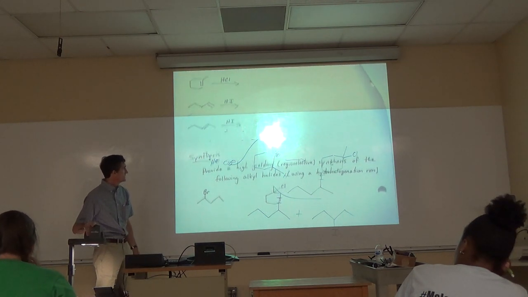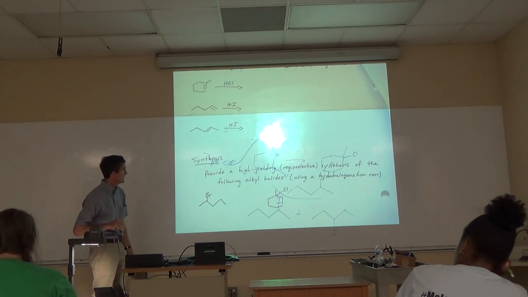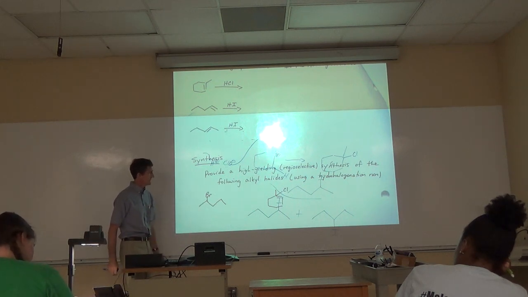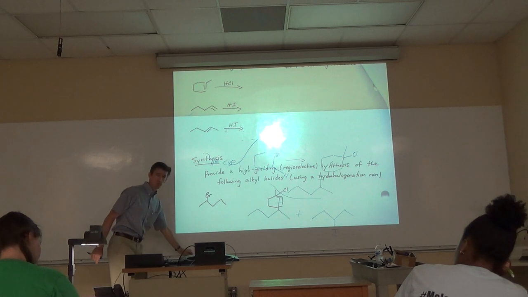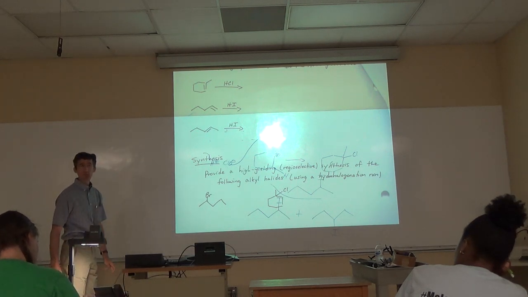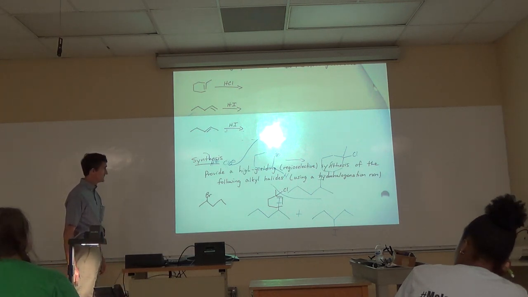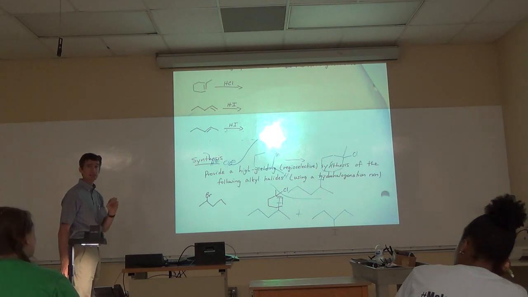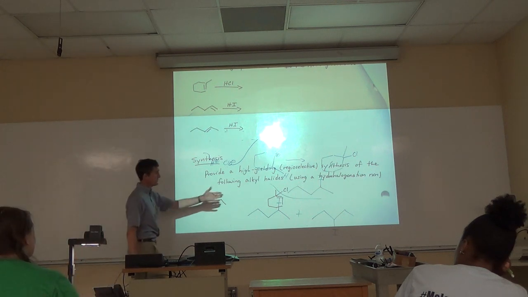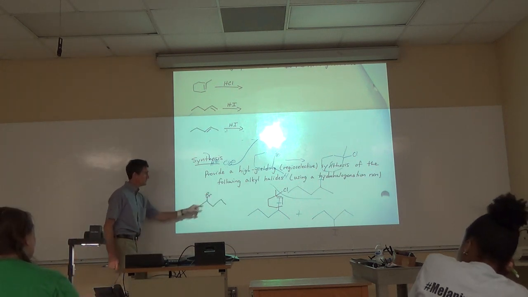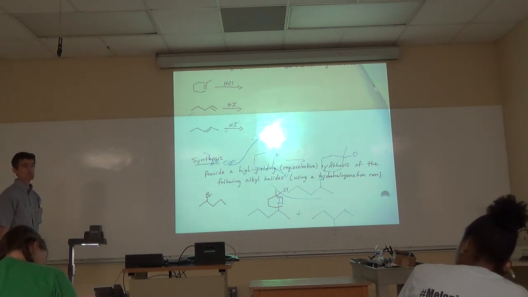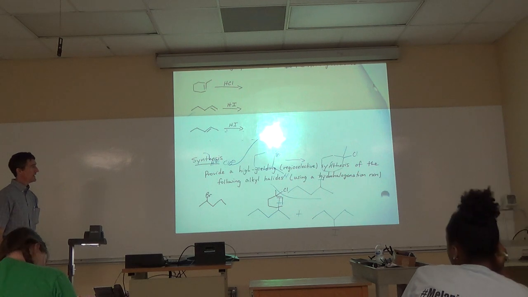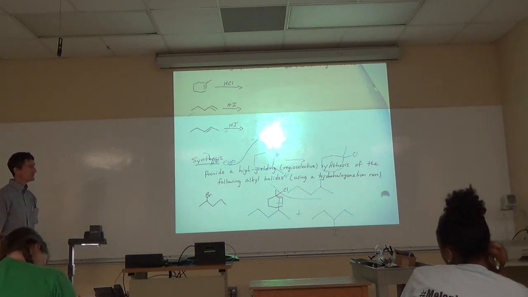Synthesis. Synthesis is going backwards. How would you make this here? How would you make that? Well, at this point, the only reaction we know is a reaction of alkene with HX, addition of HX, to give an alkyl halide. Well, both of these are alkyl halides. How would you make this? In a high-yielding regioselective synthesis.